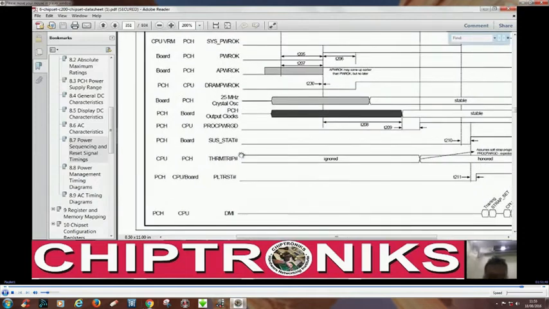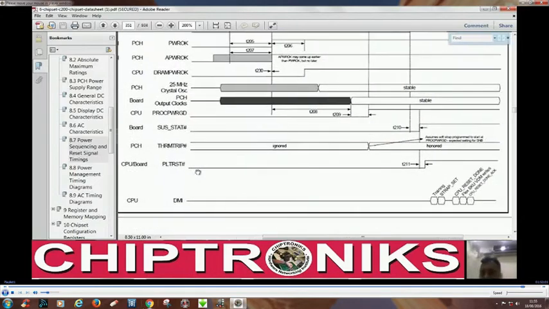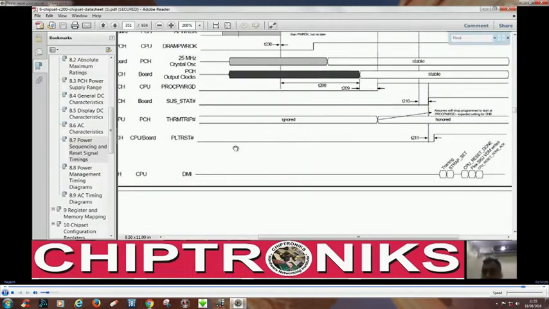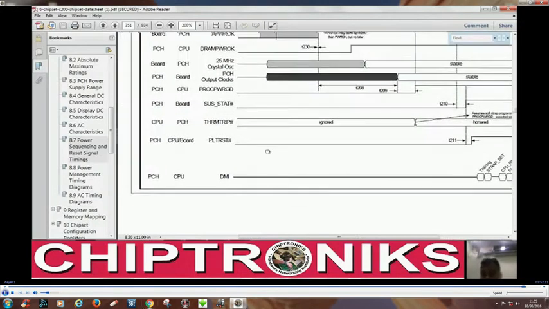So this is very important. The thermal trip signal from the CPU to the PCH will indicate to the PCH that the CPU is now ready to receive reset, and after that the PCH will provide PLT reset, and hence the CPU will start communicating with the PCH to read the BIOS data and then start booting.